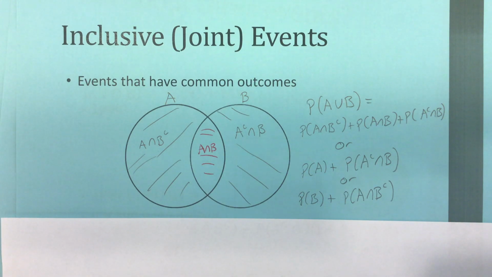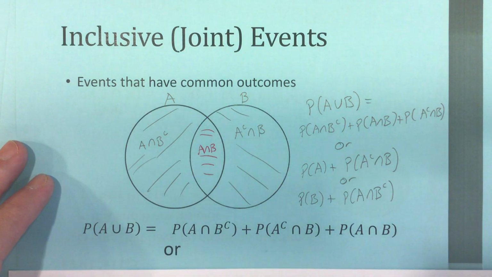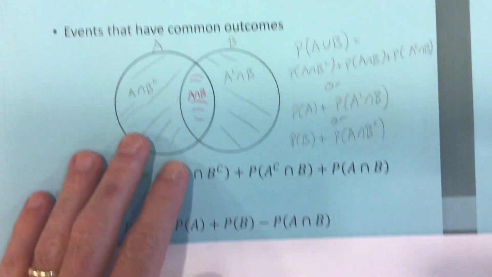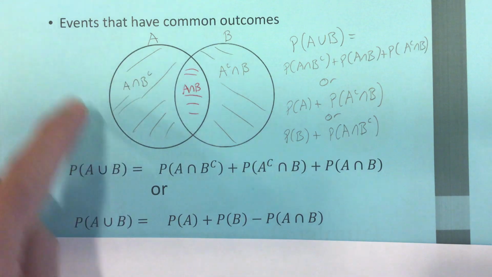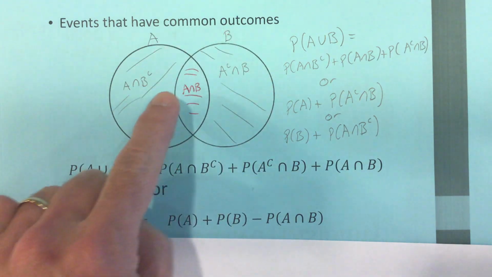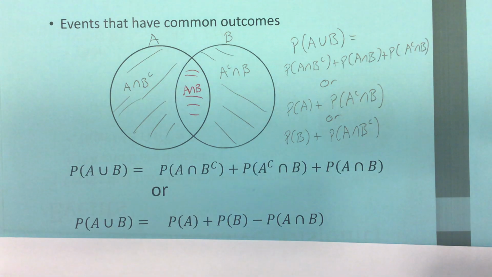All right, now, I didn't give you the most common way to do it. The most common way to do it, oh, I did do that one. Here's the most common way to do it, right here. Okay, take all of A, take all of B, and then subtract the area that you've double counted. Okay, there's your most common way to calculate a union of two events.